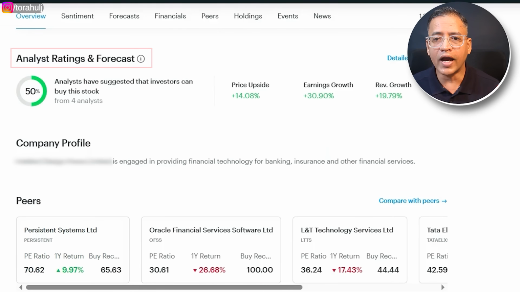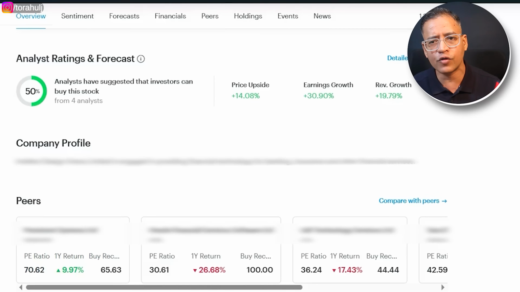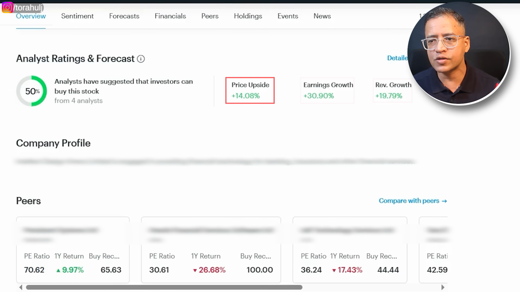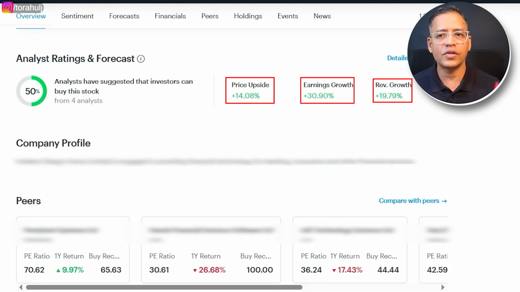The next thing you will look at is the analyst ratings and forecast. What is the overall sentiment? How many analysts are saying buy or how many analysts are saying sell? That gives you some sense. Again, you don't need to go by analyst ratings, but it gives you the sentiment in the street, what is happening. So here, for example, out of the 4 analysts that are tracking this company, 50% are bullish about this company, 50% are not. Here it also shows you the price upside, earnings growth, revenue growth. These are pro features. Please do not blindly follow them. They are just the estimates given by the analyst.